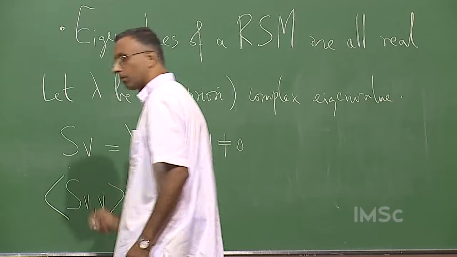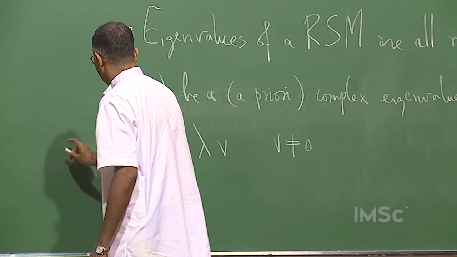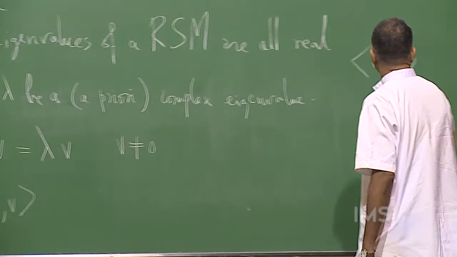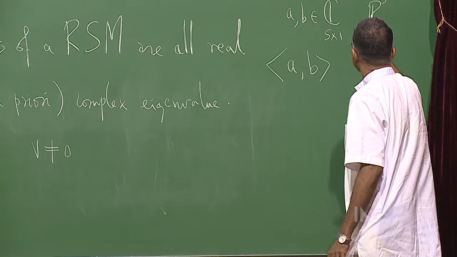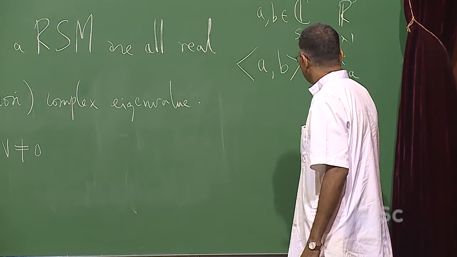So if I have two vectors A and B, I'm thinking of S as an s by s matrix, where little s is the size of S, and this V is s cross 1. More generally, if I have A and B in C^s, which is s cross 1 complex matrices, or R^s, which is s cross 1 real matrices, then this for me is B star A. Of course, you can write A star B, it depends. This is my notation. So the trick is to compute this in two different ways. So let's see what this is.